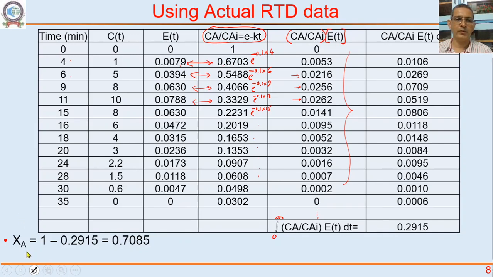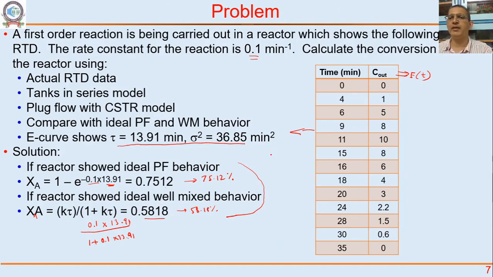Trapezoidal rule between these two, you will get this. Trapezoidal between these two, you will get this. Trapezoid between these two, you will get this. And integration means add up all such trapezoids. You will get CA by CA inlet is 0.2915, which means conversion is 1 minus 0.2915, 0.7058, 70.85%. So our real reactor will give you 70.85% conversion.